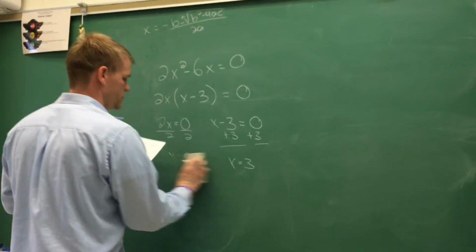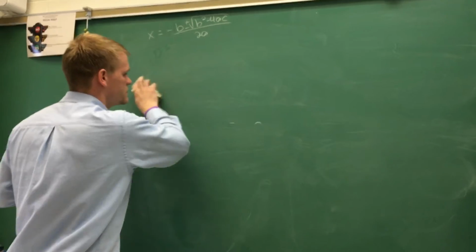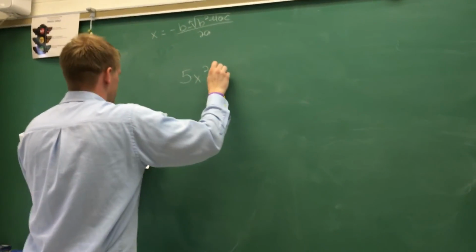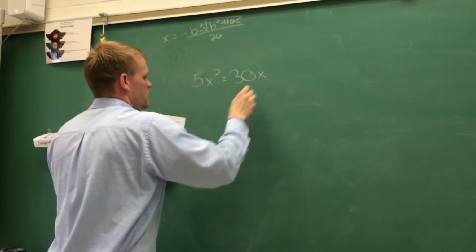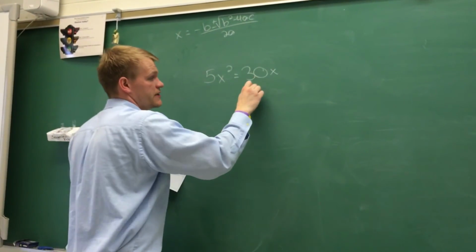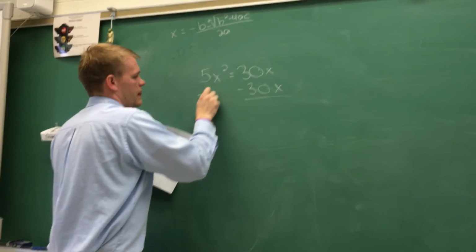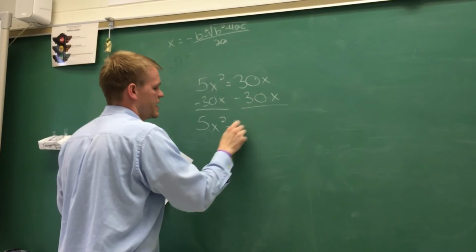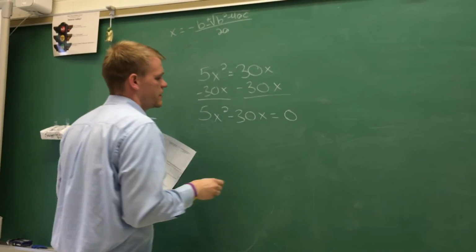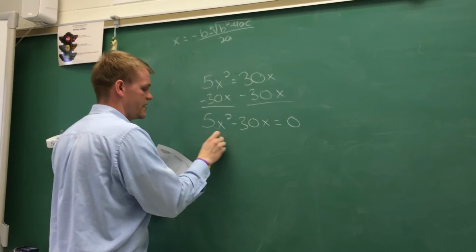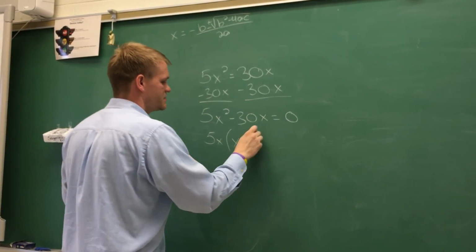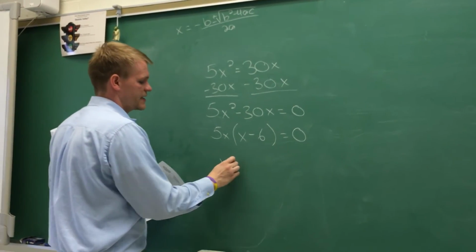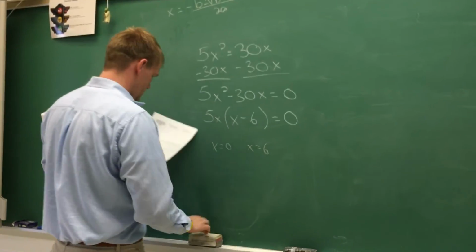Let's do 22. That one looks pretty good. 22 says 5x squared equals 30x. So again, I always want it to be equal to 0, so I'm going to bring this over. Now these are not like terms, so I cannot combine them, so I write them next to each other. So 5x squared minus 30x equals 0. Again, there's a GCF, so I'm going to factor out 5x and be left with x minus 6. You set both of them equal to 0, so your solutions would be x equals 0 and x equals 6.